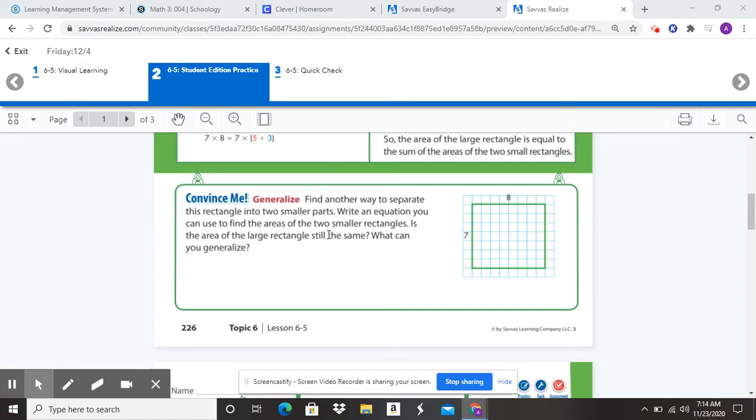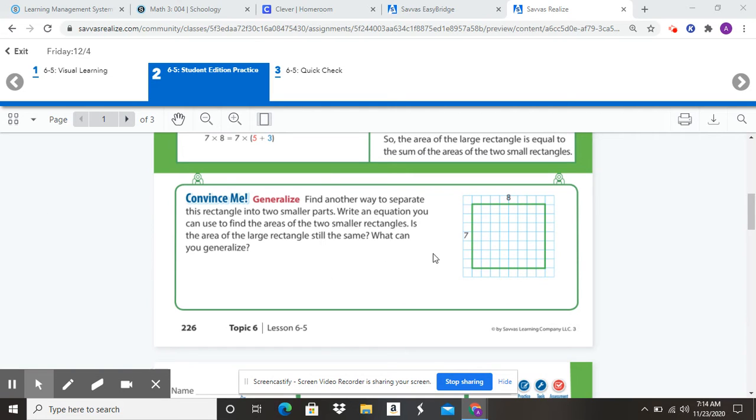All right, guys, so we're still working on area this week. This is going to be your math for Friday, December the 4th. So today we're going to use that and apply the distributive property of multiplication and break apart these squares into two smaller parts so it's easier for us to find the area.